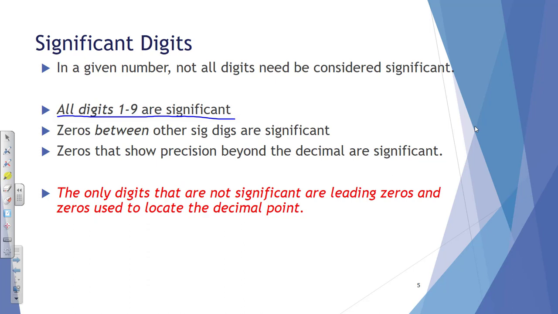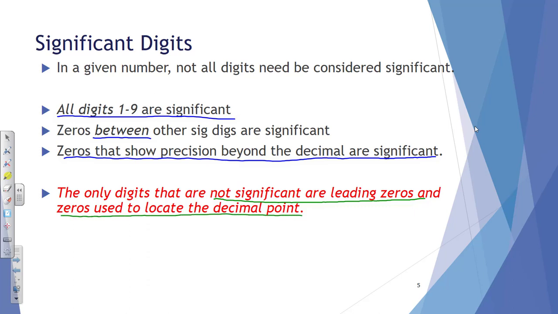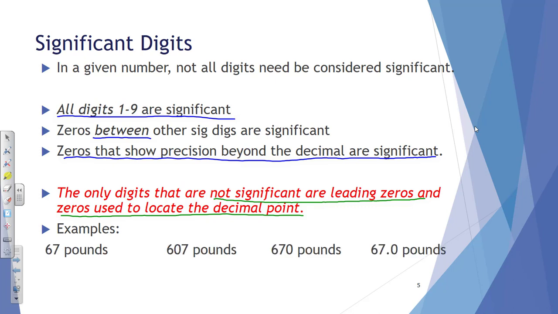If you have a 0 between 2 other significant digits, then that automatically makes it significant. And zeros that are in place to show precision beyond the decimal point, those are also significant. All other zeros are not significant. Specifically, digits that are not significant are only those leading zeros and zeros that are used to locate the decimal point. So let's take a look at a few examples of some numbers and identify how many significant digits each of these has.